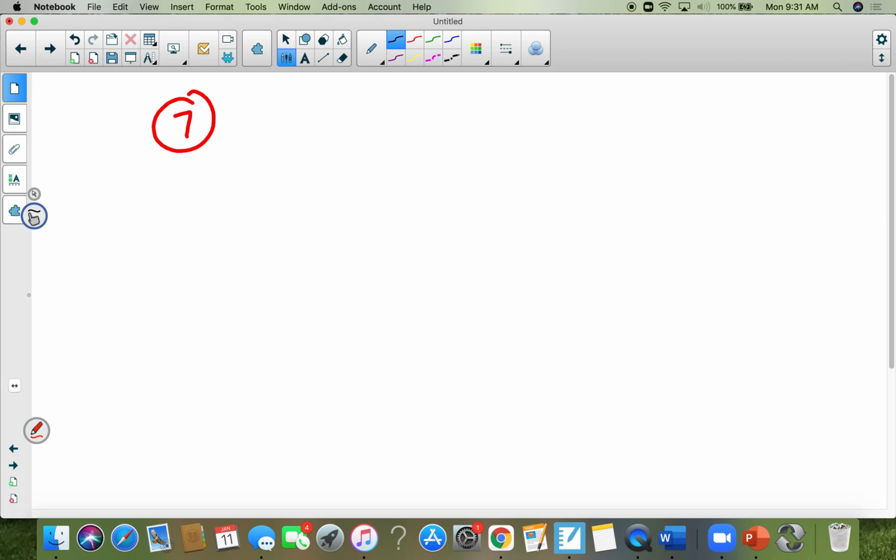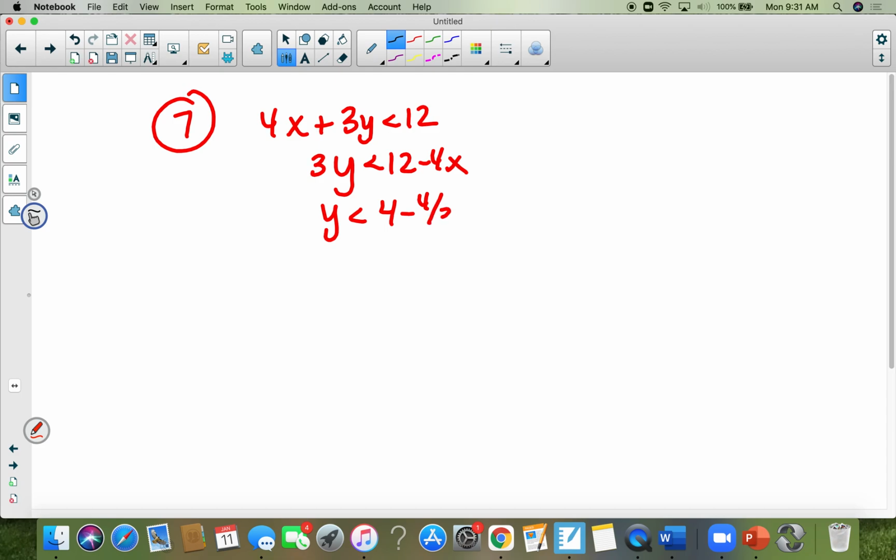All you're doing is graphing. So the first thing you have to do to graph is to get y alone, and divide everything by 3. So y is less than 4 minus 4/3 of an x.